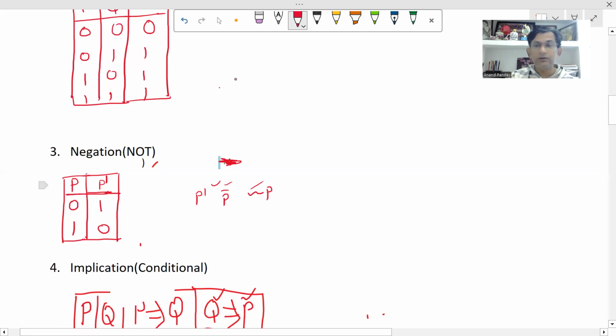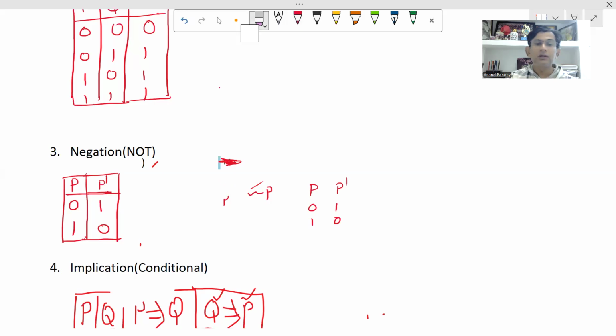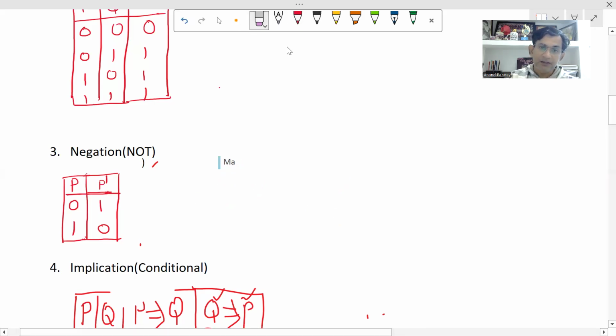Okay, and it is also called complement of the proposition. Means complement of P is what? P dash. Complement of 0 is what? 1. Complement of 1 is what? 0. So dash is also called, this negation is also called complement. Okay, remember this. Remember this. Then this is for negation. Okay.